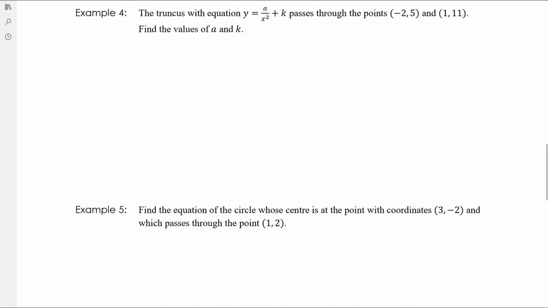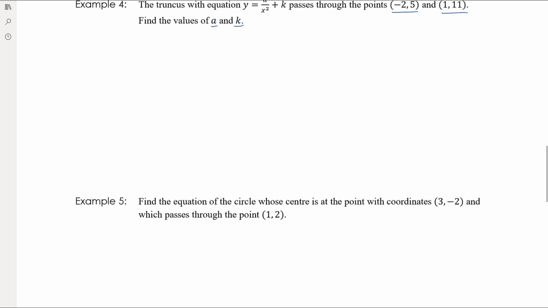Okay, the truncus with equation y equals a over x squared plus k, so no translation left or right, just a translation up or down, dilation from the x-axis, and possibly a reflection in the x-axis, sorry. It passes through the points negative 2, 5 and 1, 11. Find the values of a and k. Okay, so we've got 2 unknowns and 2 points. And so using those 2 points, we're going to be able to form 2 equations with 2 unknowns that we can then solve to find a and k.